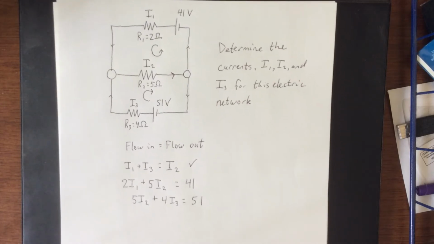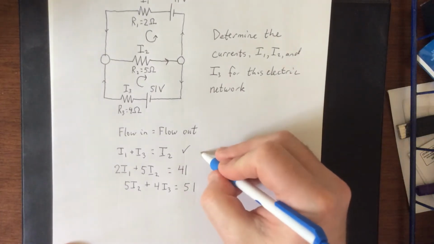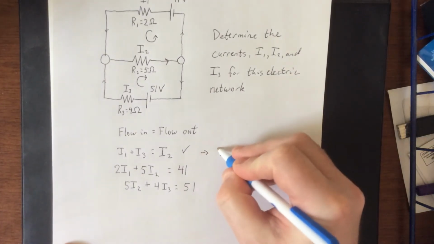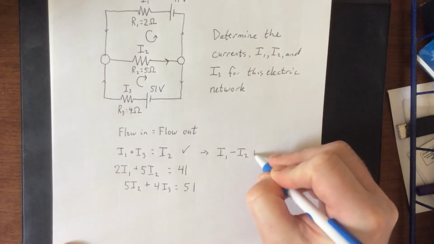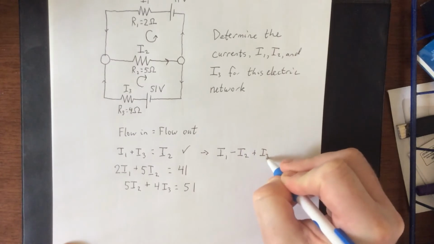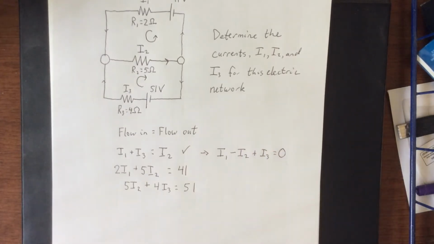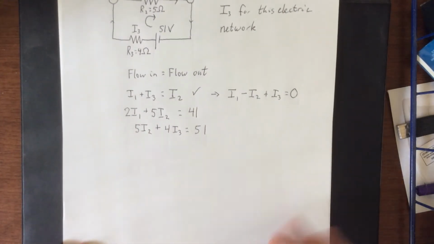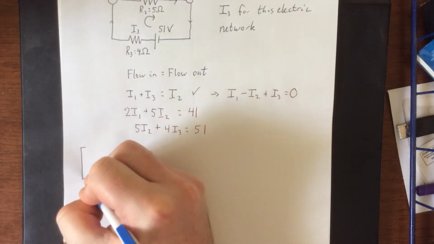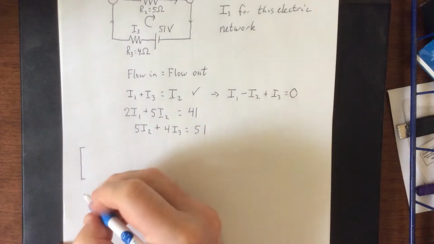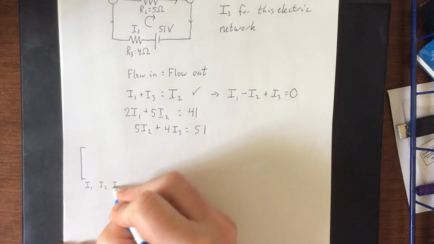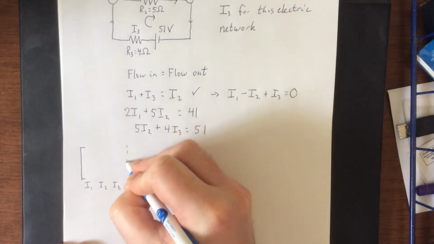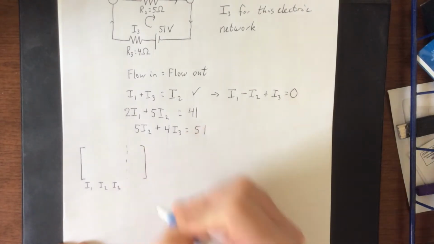Now, one of these is going to need to be altered so that we can set up an appropriate matrix. We'll bring the I2 over to the left-hand side of the equation so that we can set up an augmented matrix. So for the augmented matrix that we're going to set up, we'll treat the columns as being I1, I2, and I3, with a goal of reduced row echelon form.